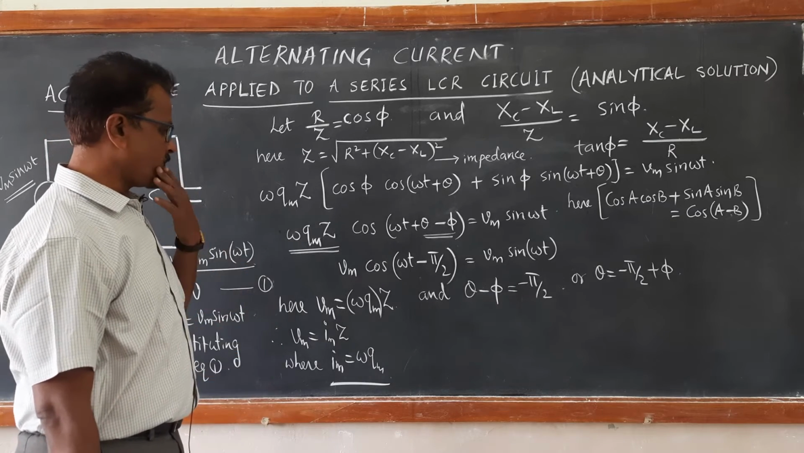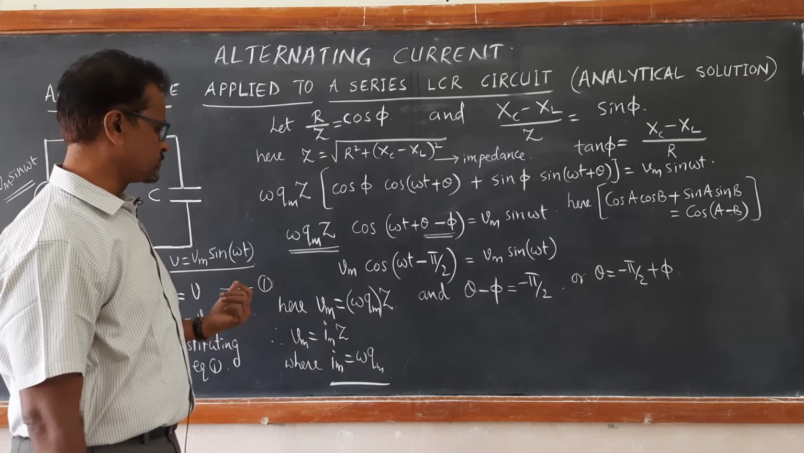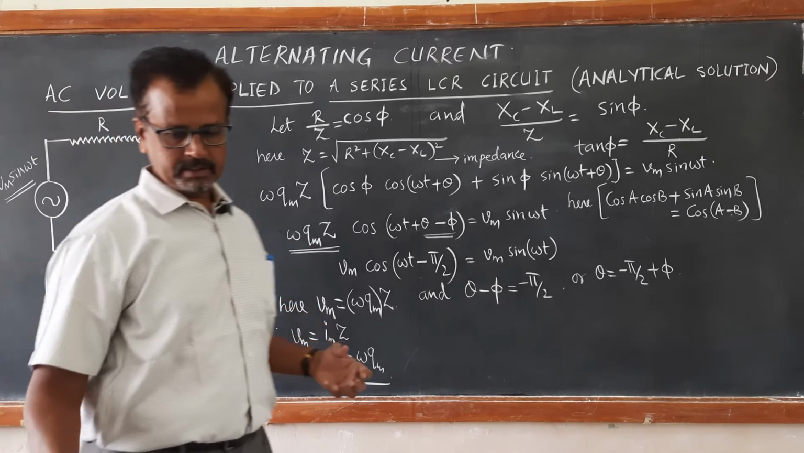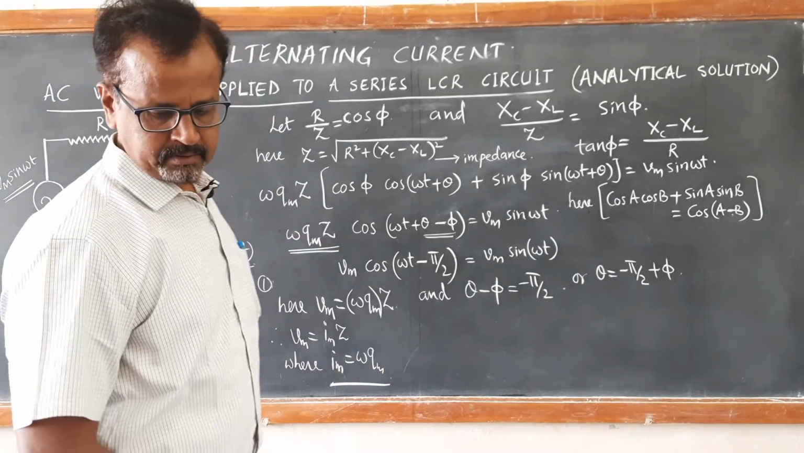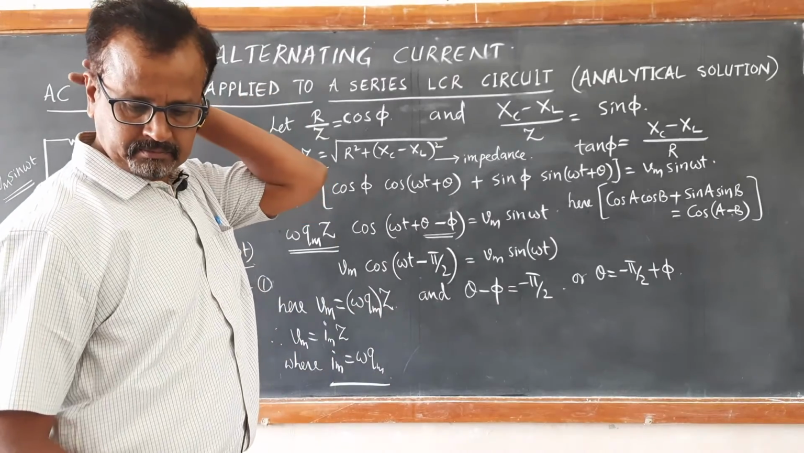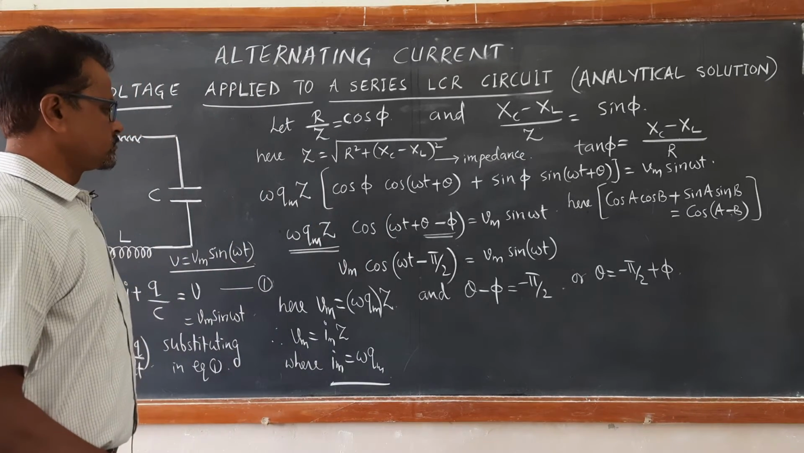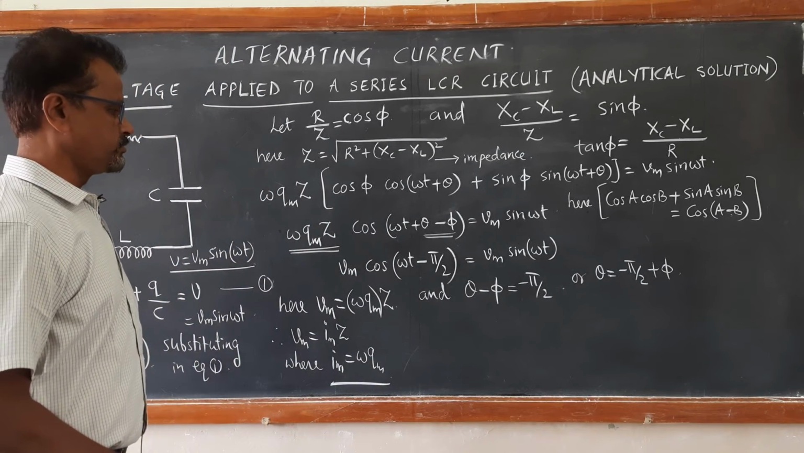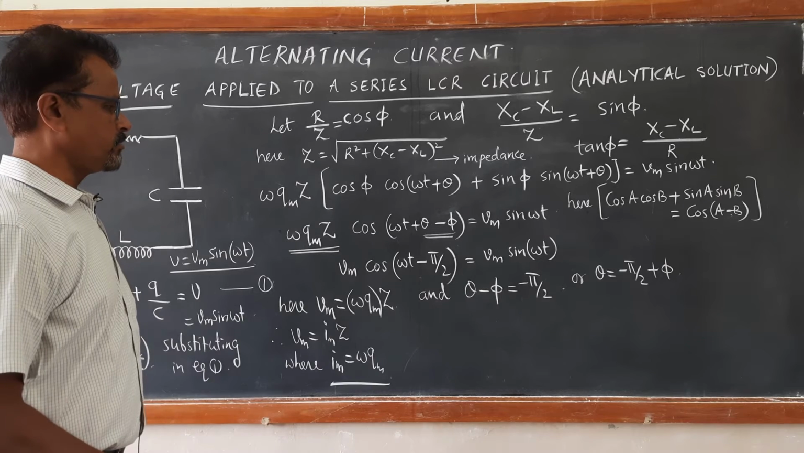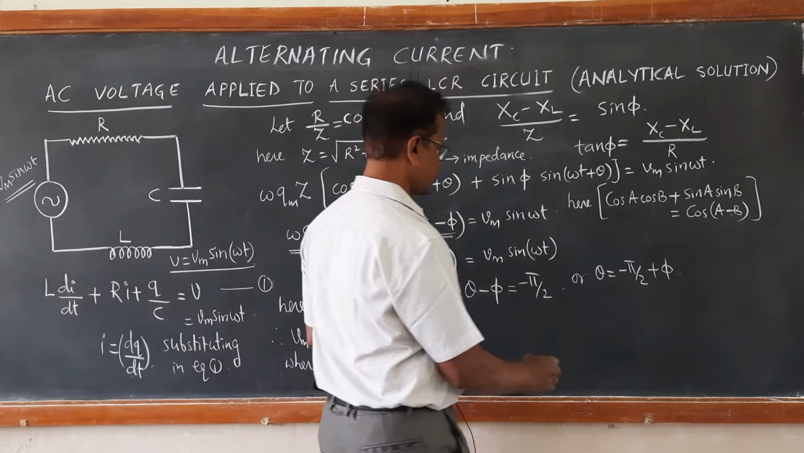And finally, we can write equation for the current. So using the previous equation, we have got equation for charge. Q is equal to Qm sin(omega t plus theta). Here we had assumed solution.